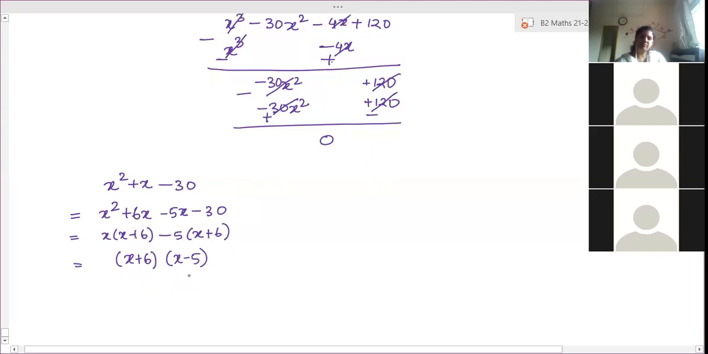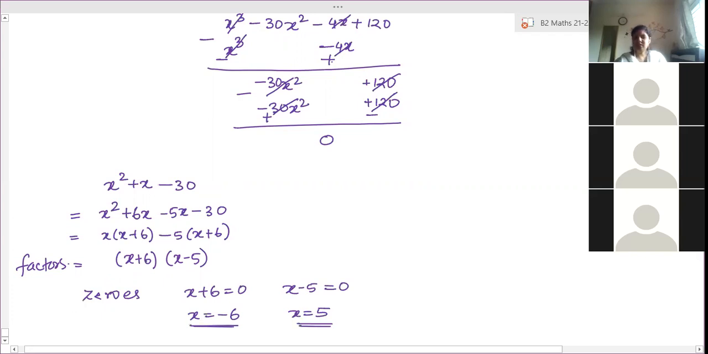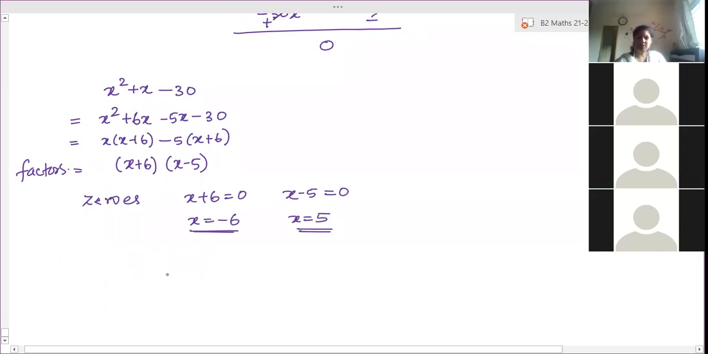And now finding zeros. These are the factors you got. Now to find zeros, you have to equate each factor to 0. x plus 6 is equal to 0 and x minus 5 is equal to 0. So the value of x will be minus 6, x is equal to 5. So the remaining two zeros you got as 5 and minus 6. So at the end, you have to write all these zeros. First, the ones already given are +2 and -2, and the remaining are 5 and -6. If you don't write this, your teacher will cut marks. If you don't write all the zeros at the end, you will lose marks.